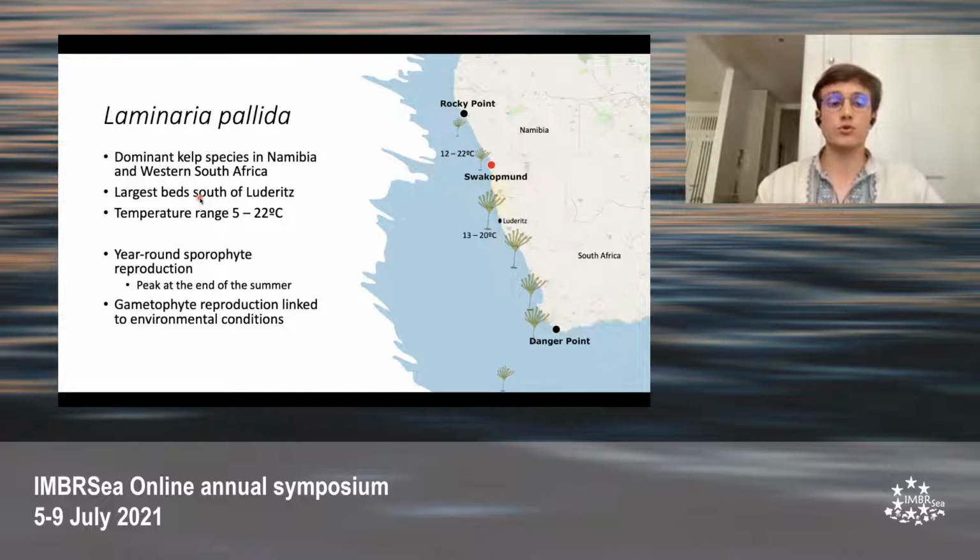Sporophytes typically reproduce year-round, but there is a definite peak at the end of the austral summer, so around March. And gametophyte reproduction, on the other hand, is mostly linked to environmental conditions, as they require quite mild temperatures.